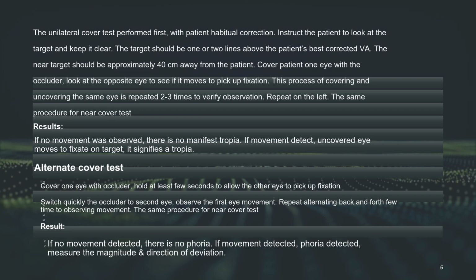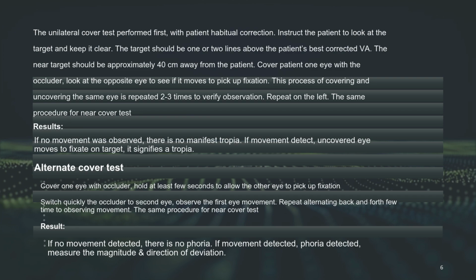Cover one of the patient's eyes with the occluder, and look at the opposite eye to see if it moves to pick up fixation. This process of covering and uncovering the same eye is repeated 2 to 3 times to verify the observation. Repeat on the left. The same procedure is used for the near cover test. Results: if no movement is observed, there is no manifest tropia. If movement is detected, the uncovered eye moves to fixate on the target, it signifies a tropia.